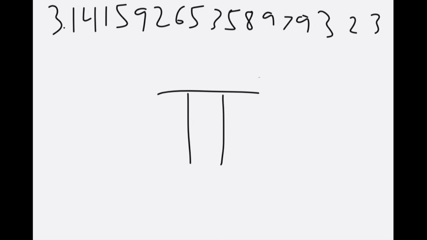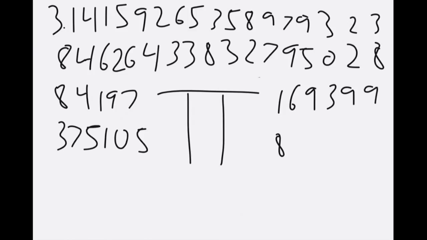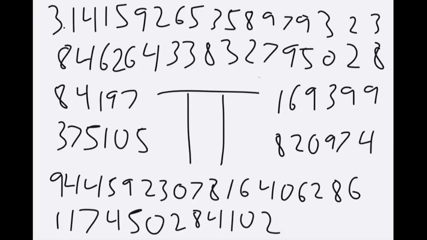Pi is the constant value defined by the circumference of a circle divided by its diameter. The value of pi is approximately 3.14159.